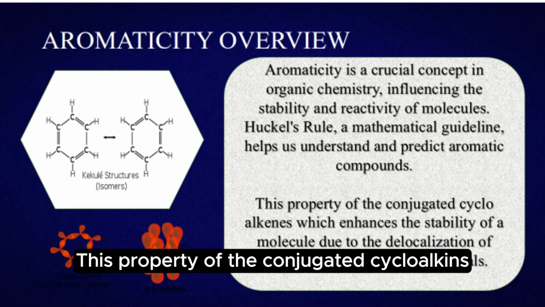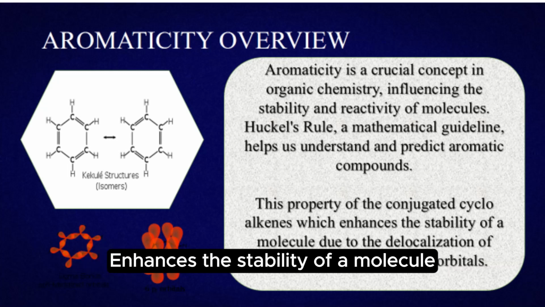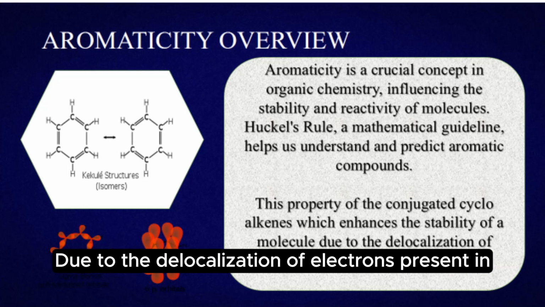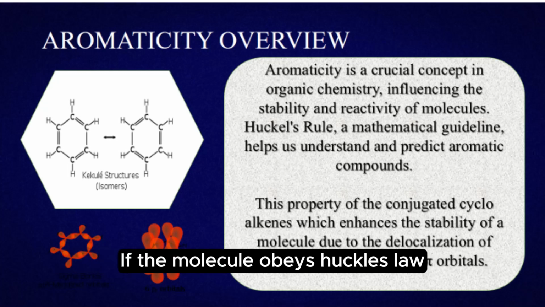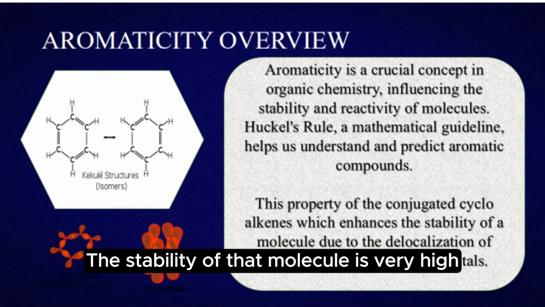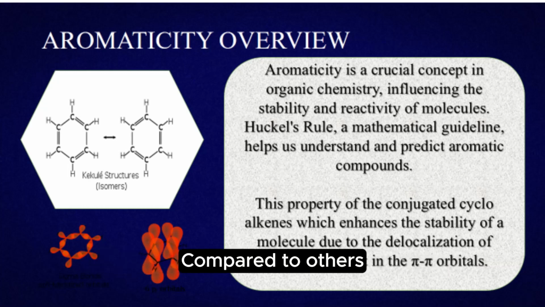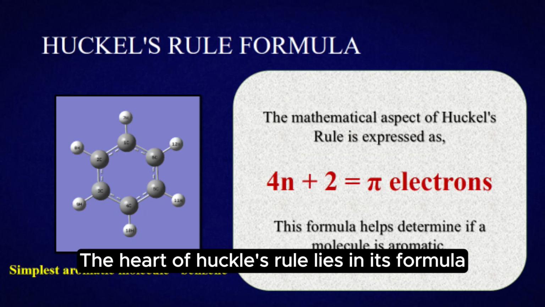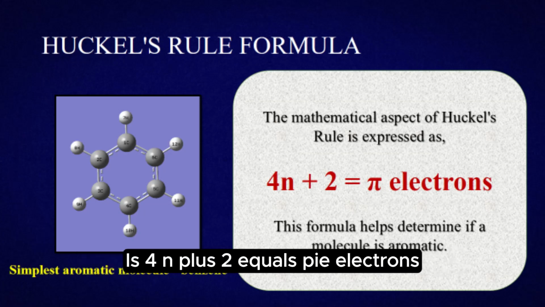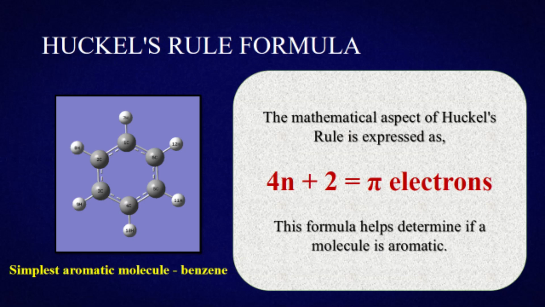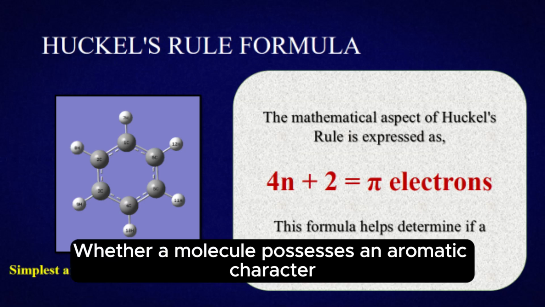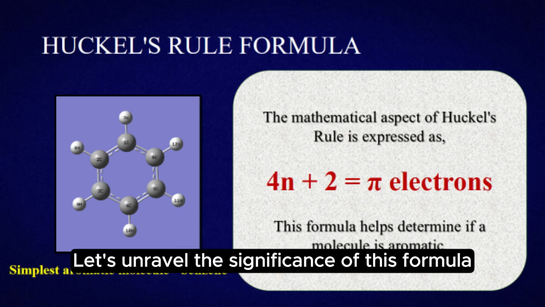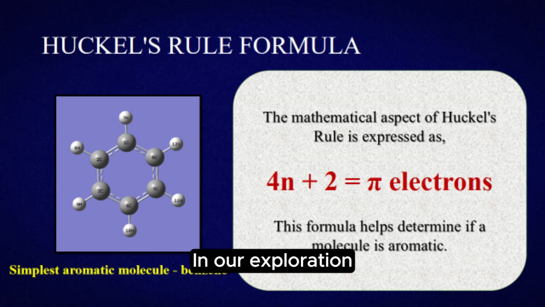This property of the conjugated cycloalkenes enhances the stability of a molecule due to the delocalization of electrons present in the pi orbitals. If the molecule obeys Huckel's law, the stability of that molecule is very high compared to others. The heart of Huckel's rule lies in its formula: 4n plus 2 equals pi electrons. This mathematical expression serves as a compass, guiding us to determine whether a molecule possesses an aromatic character. Let's unravel the significance of this formula in our exploration.